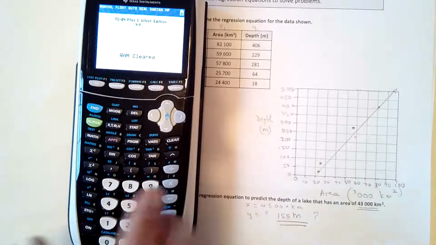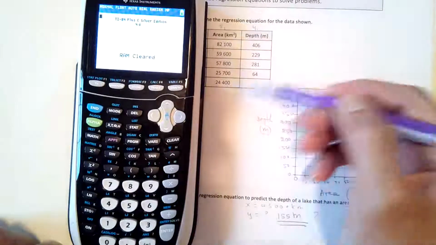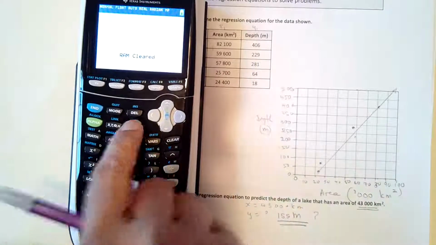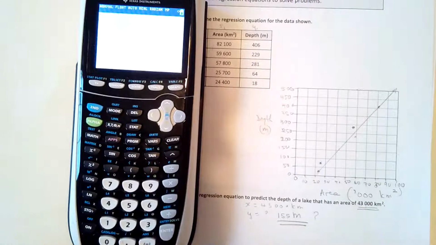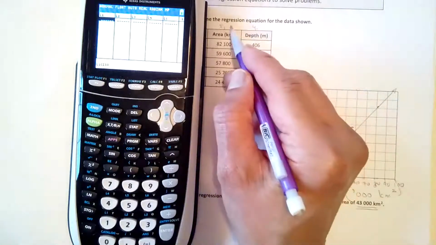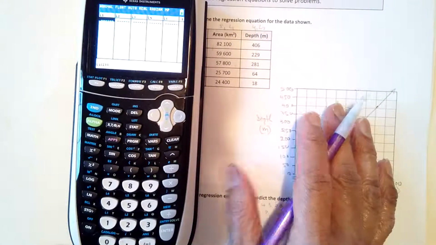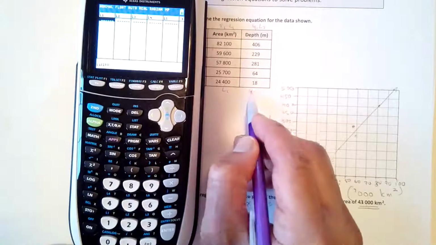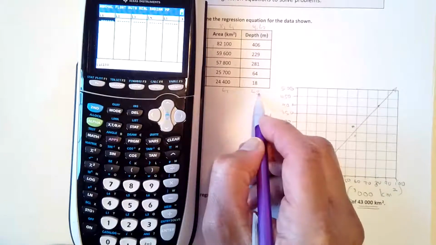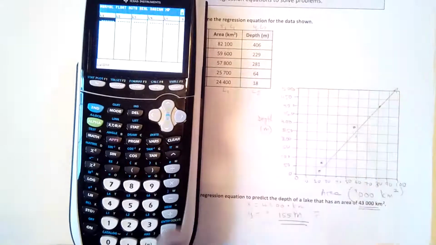Now, the first step, I want to input my data into my calculator. So I go to my Stat button, Edit. Now this is L1, and this is L2. One of the things you have to remember: your X is L1 and your Y is L2.